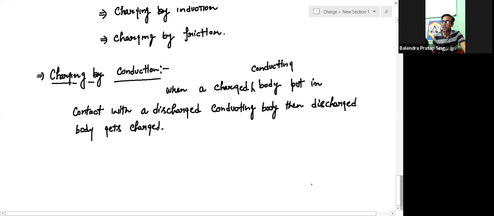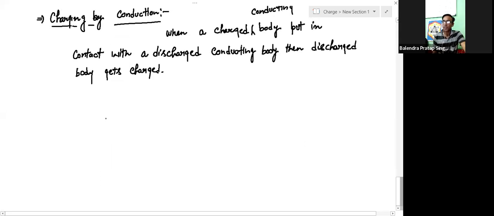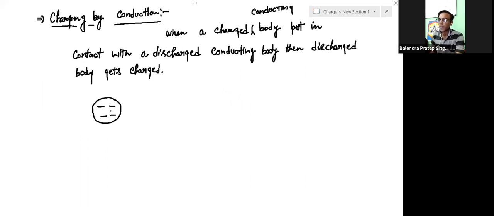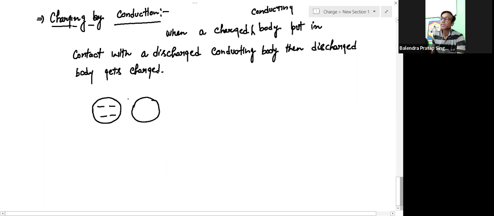Let us try to understand through an example. Suppose I take a body which is charged. What kind of charge does it have? It is negatively charged. 1, 2, 3, 4. It has 4 negative charges. And I am taking another body which is neutral. Neutral means it has an equal number of positive and negative charges. So we call it discharged, meaning it doesn't have any kind of charge. Okay, it's neutral.